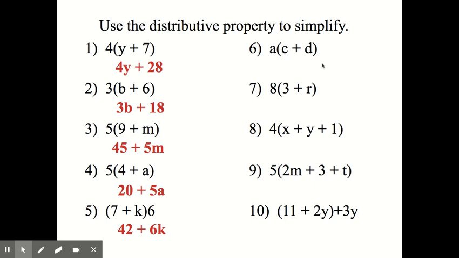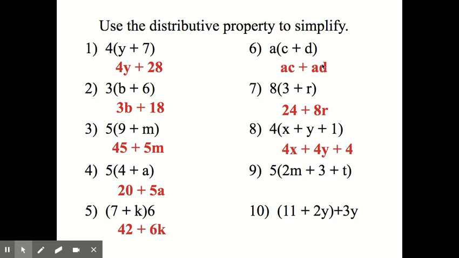Over here, we have a times parentheses c plus d. That would give us ac plus ad. Number 7, we have 8 times parentheses 3 plus r. That gives us 24 plus 8r. Number 8, we have 4 times x plus y plus 1. That gives 4x plus 4y plus 4.